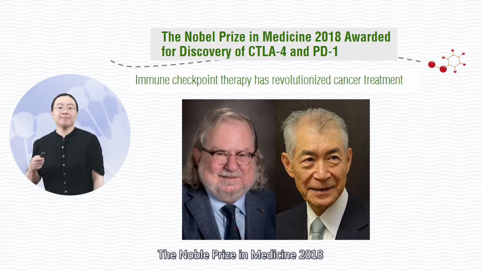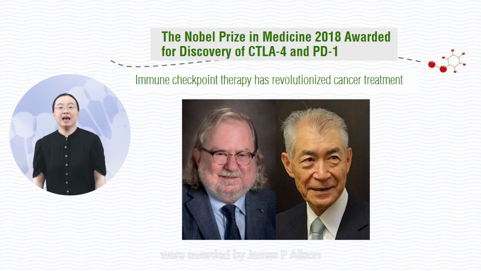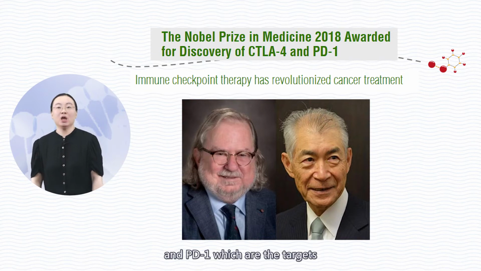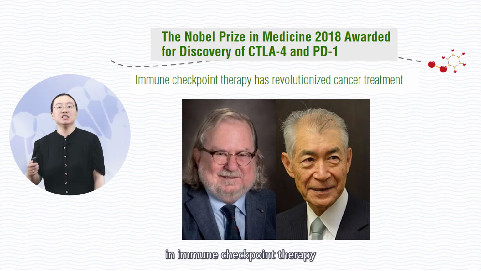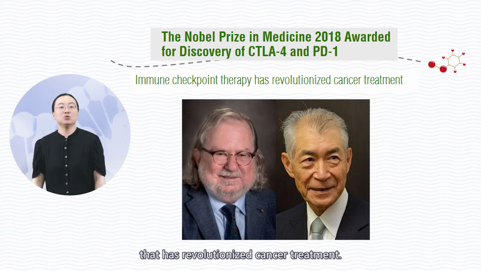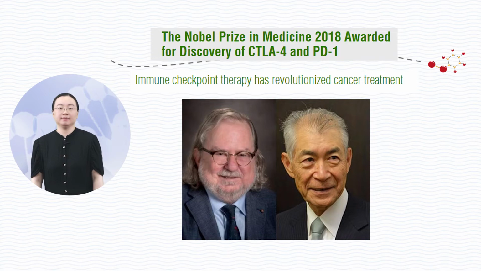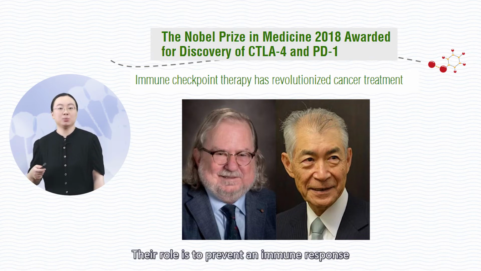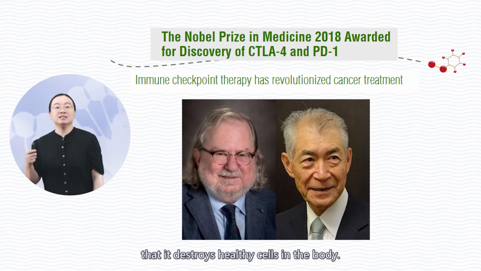The Nobel Prize in Medicine 2018 was awarded to James P. Allison and Tasuku Honjo for their discovery of CTLA-4 and PD-1, which are the targets in immune checkpoint therapy that has revolutionized cancer treatment. Immune checkpoints are a normal part of the immune system. Their role is to prevent an immune response from being so strong that it destroys healthy cells in the body.